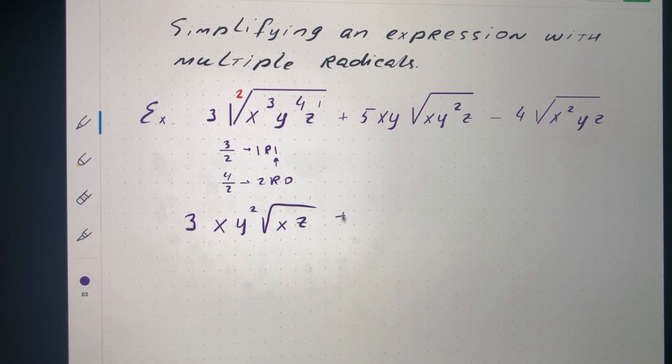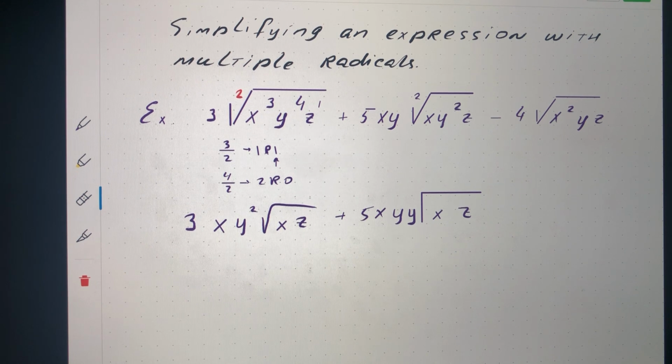Now the next term, we have 5xy. The x is already to the first power, but the y, if we take 2 divided by 2, that means 1 extra y on the outside. And the z is still on the inside.